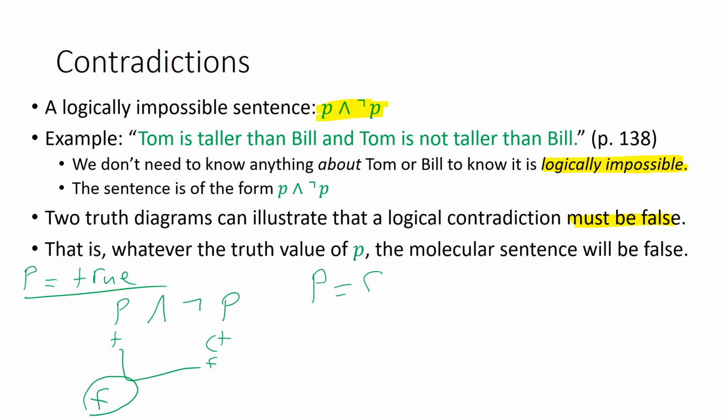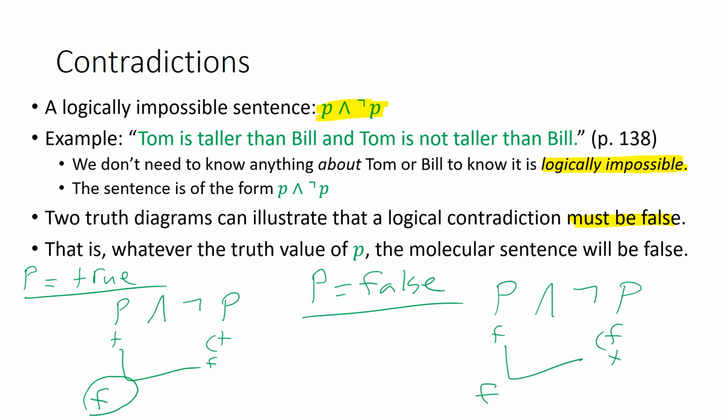And P can also have the value of being false, on the other hand. So let's look at the conjunction P and not P. P is false. We have this negation here, so this turns into something that's true. And we have the values false and true. So the molecular sentence, the conjunction, is false. So there's no possibility that this sentence can be true. That is, it's logically false.